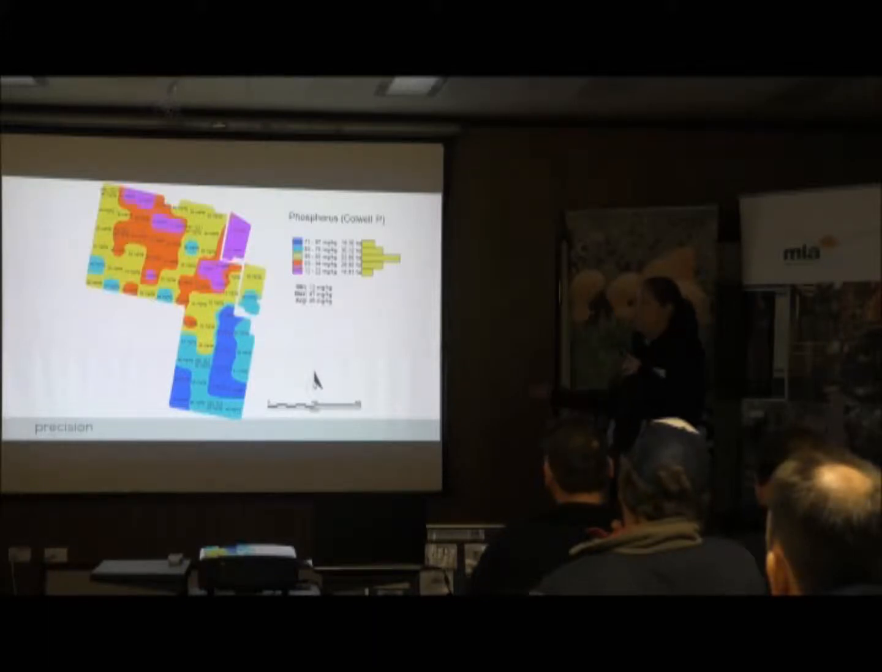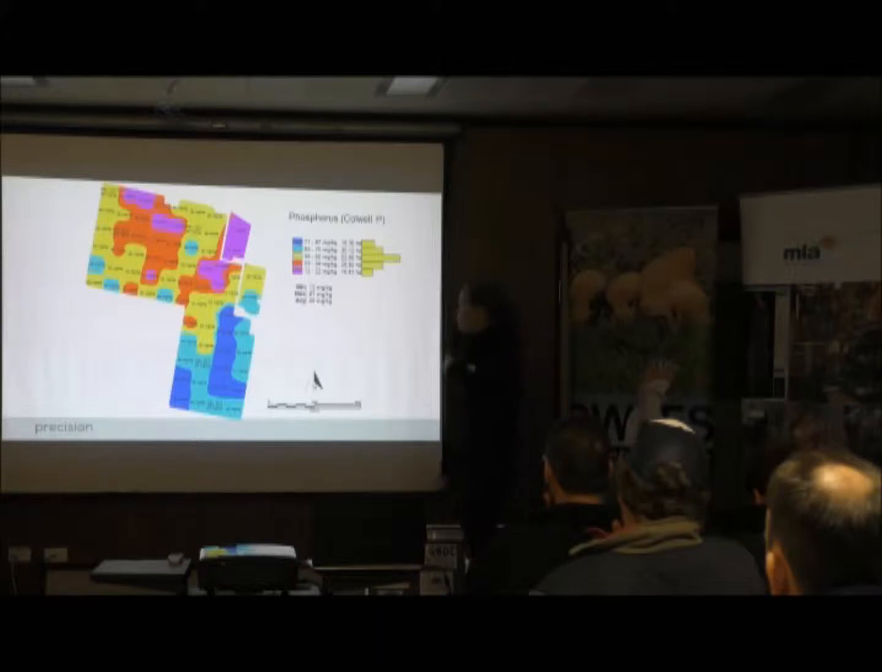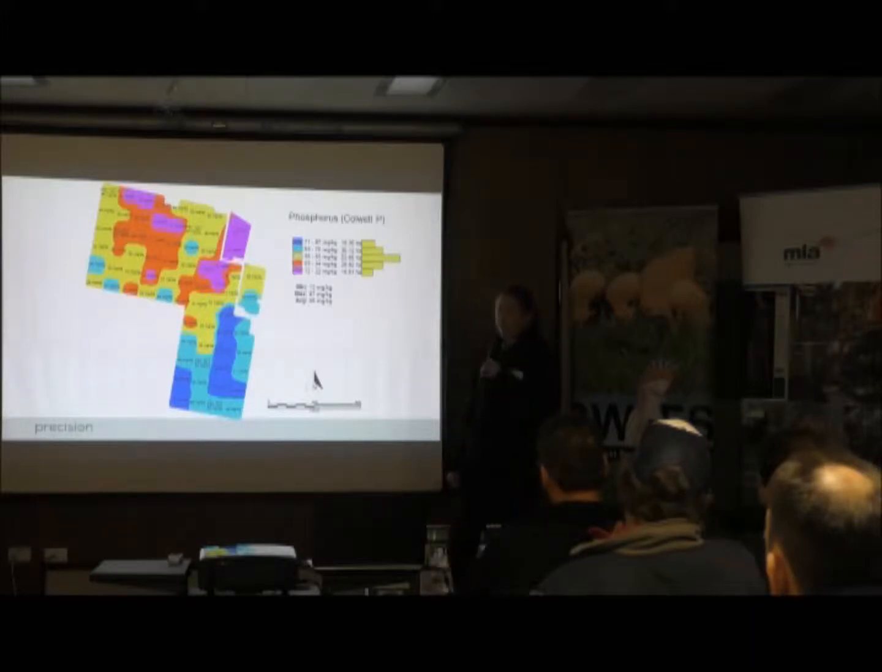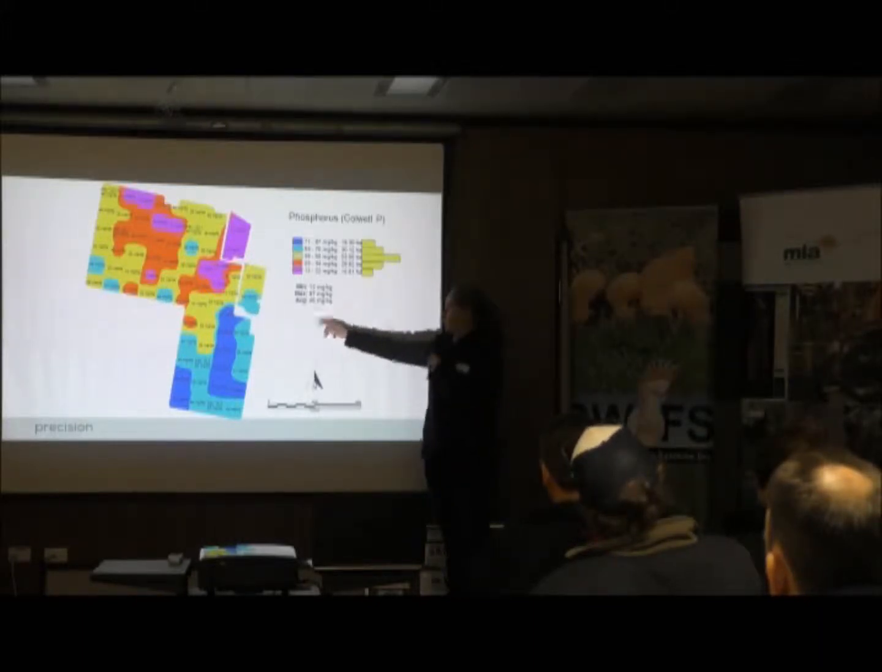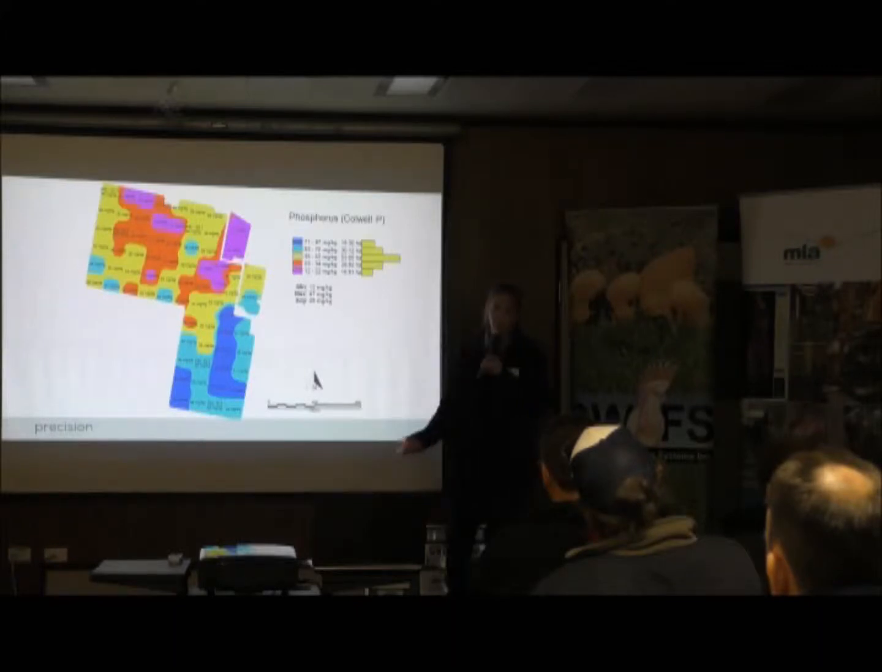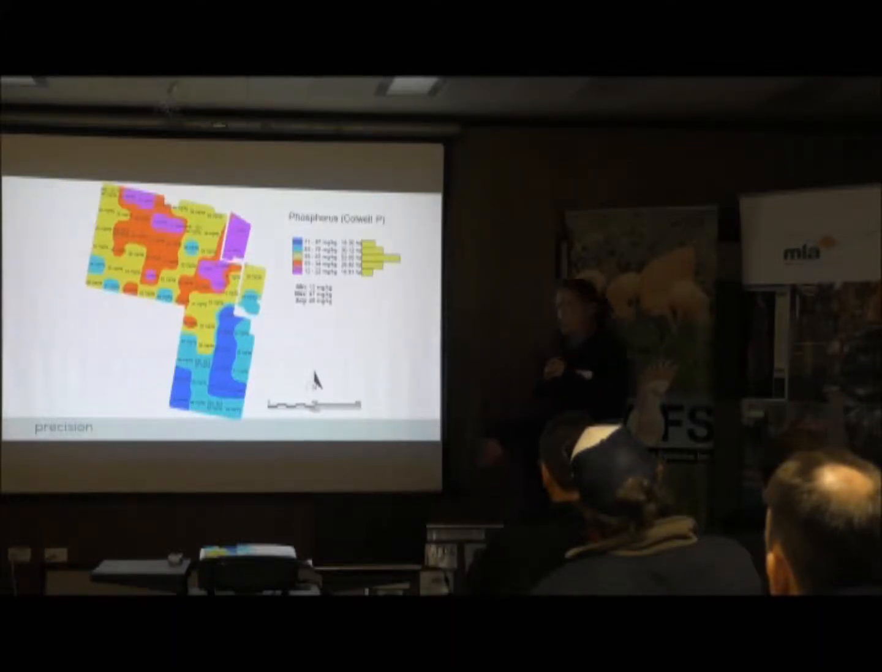It's not bad, it's just that you've got an excessive amount, whereas in the top paddock you've got some areas that probably need a bit extra to top them up. And similarly, our average here was 45. So if we had done a traditional soil test, we wouldn't have picked up that there was such a variance across that paddock.